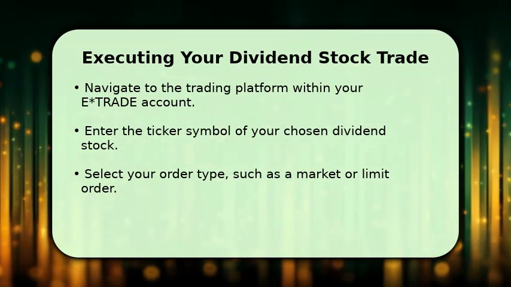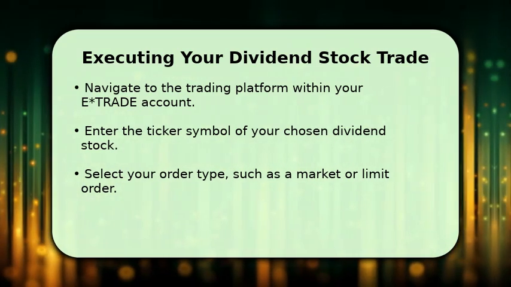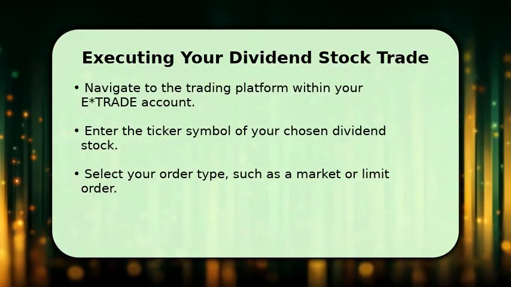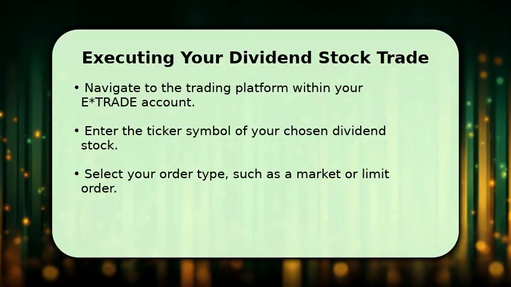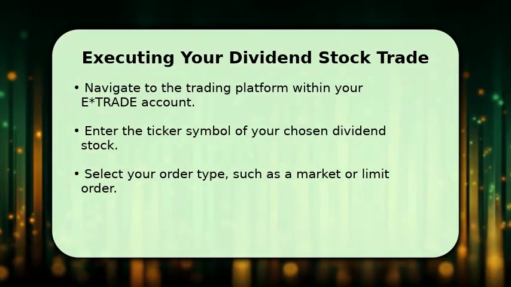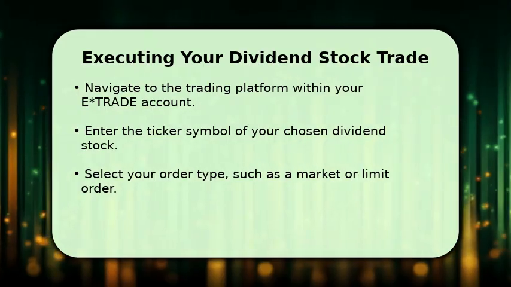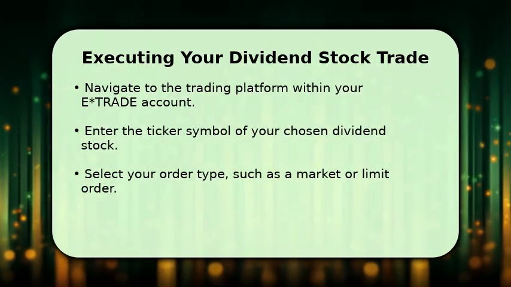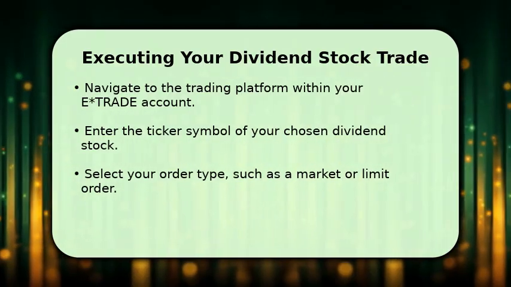Log into your EØTrade account and navigate to the trading section. Enter the ticker symbol for the dividend stock you've chosen. You'll then select your order type. A market order executes immediately at the current price, while a limit order lets you specify a maximum purchase price. Finally, enter the number of shares you want to buy and review your order before submitting it.